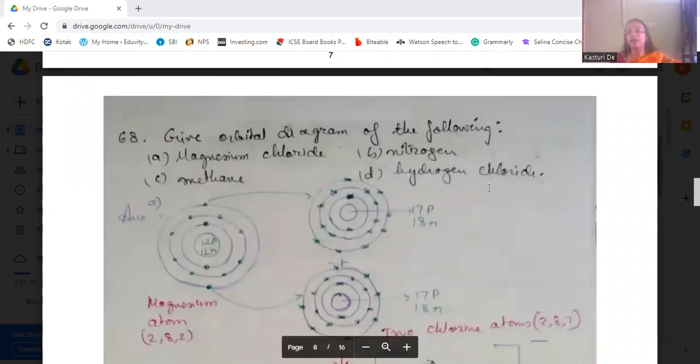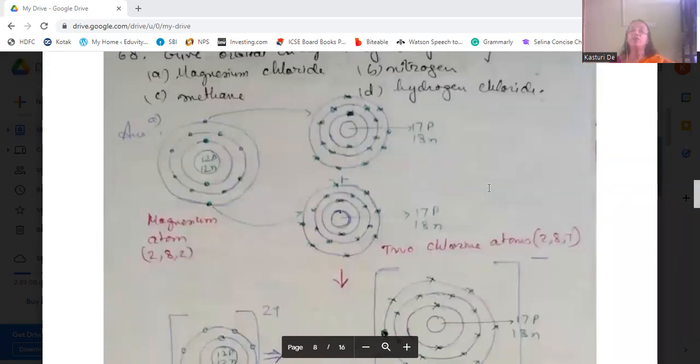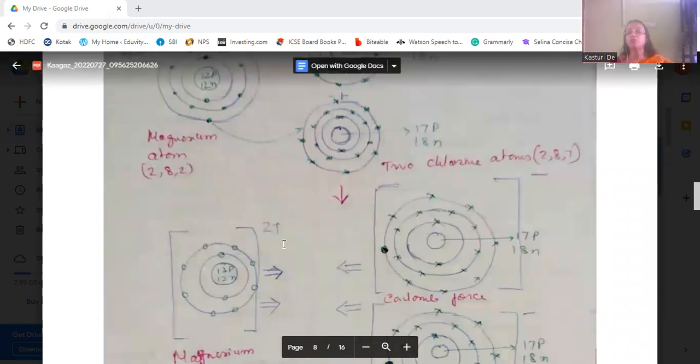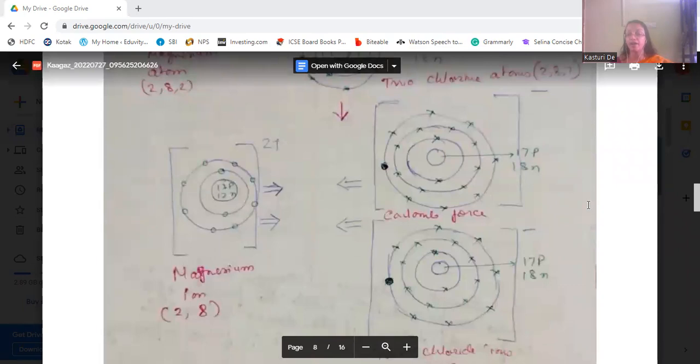Give orbital diagram of the following: magnesium chloride, nitrogen, methane, and hydrogen chloride. So magnesium chloride means magnesium will give away its 2 electrons from its valence shell to each chlorine atom. So that means magnesium will form Mg2+, and each chlorine atom will form 1 negative ion, Cl-. So by Coulomb force, the reaction will be like this.